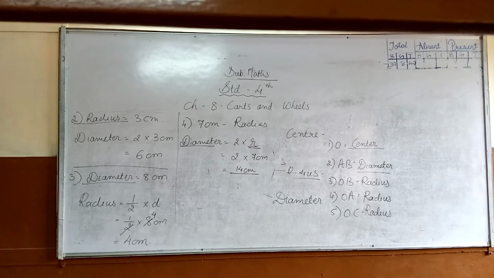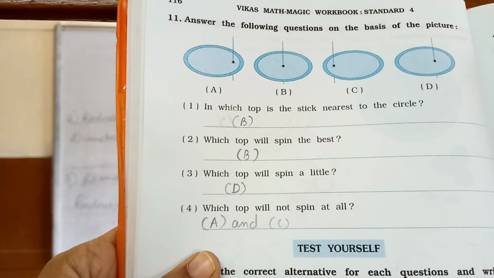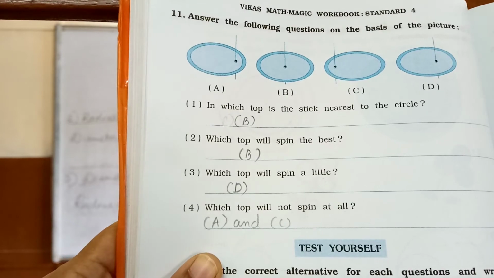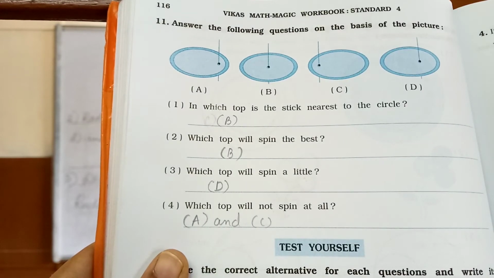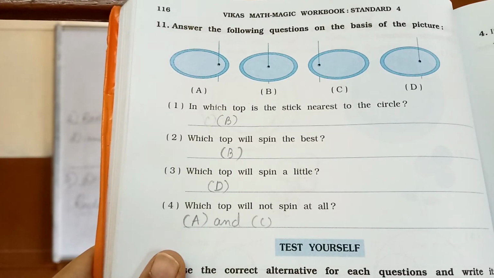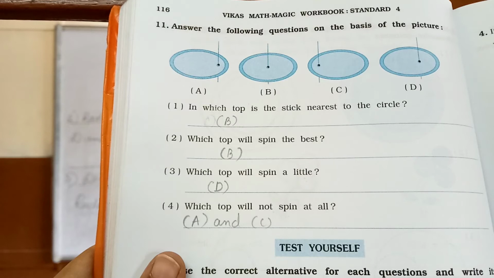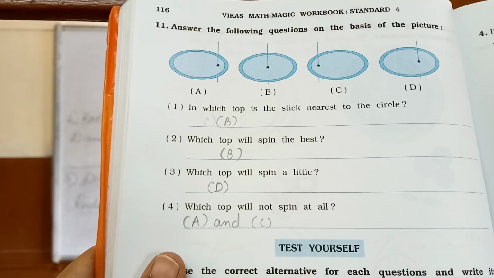Next is, turn the page. Question number 11. Answer the following questions on the basis of the picture. Here, see, 4 pictures are given. So, first question is, in which top is the stick nearest to the circle? Nearest to the circle. In which top is the stick nearest to the circle? That you have to find and you have to write the answer.